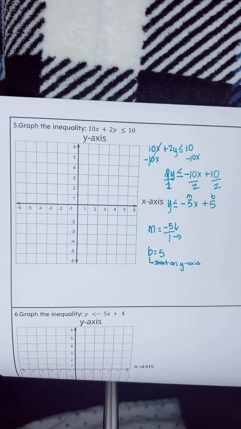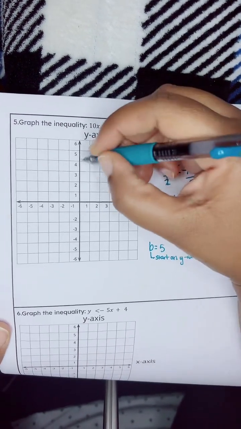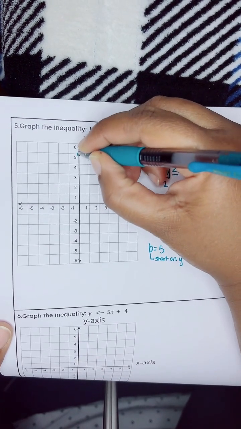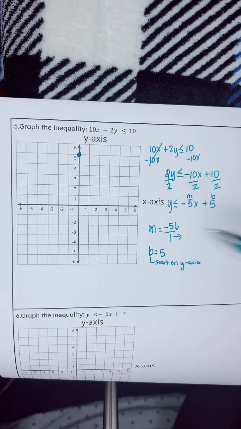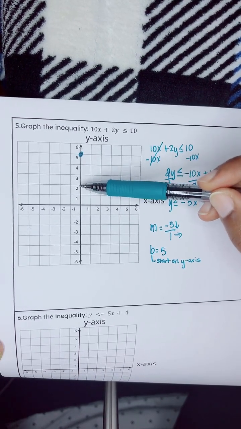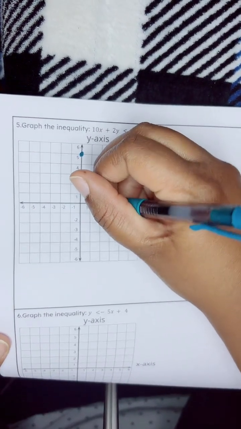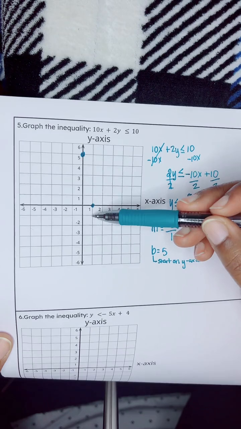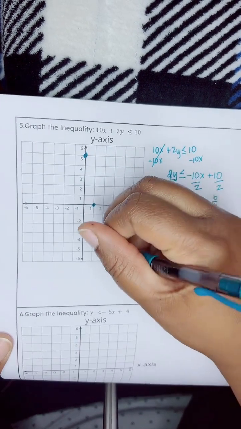All right, let's keep it going. So we're going to start at 5 on our y-axis. So we put our point here. Our slope says to drop down 5. So 1, 2, 3, 4, 5, and run over 1. We could do that again. 1, 2, 3, 4, 5 over 1.